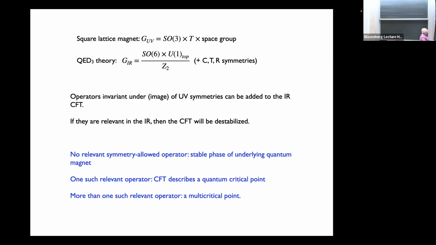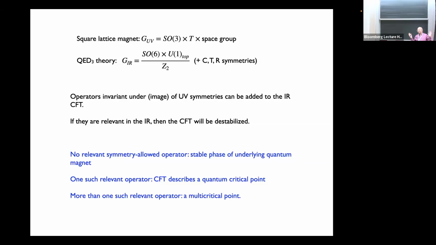I already said this, and now, any operator. The question is, what operators am I allowed to add to the CFT generically? Any operator that's invariant under the IR image of the UV symmetries should be added to the IR CFT. So there's some local operator that transforms as a singlet under all the UV symmetries, and that's a legal operator that should be added with some unknown coefficient. And generically, I have to perturb the IR CFT with those operators.